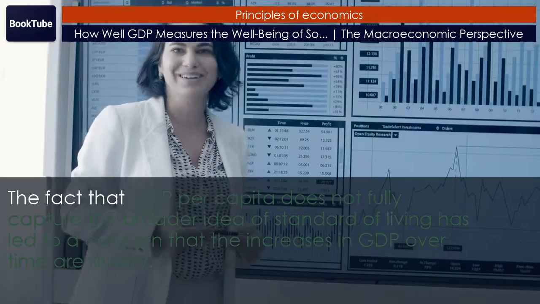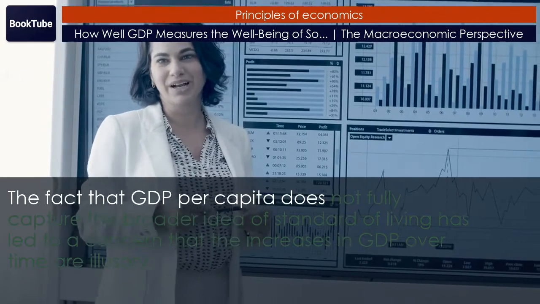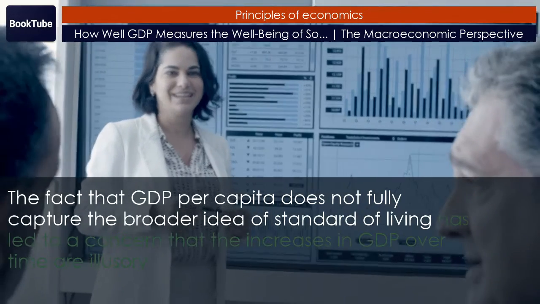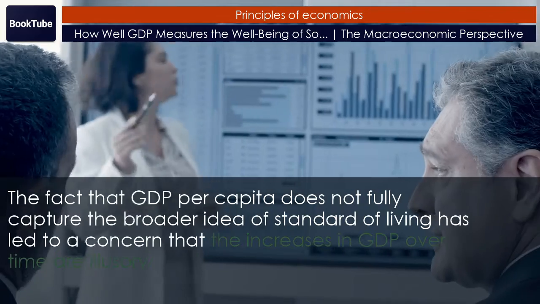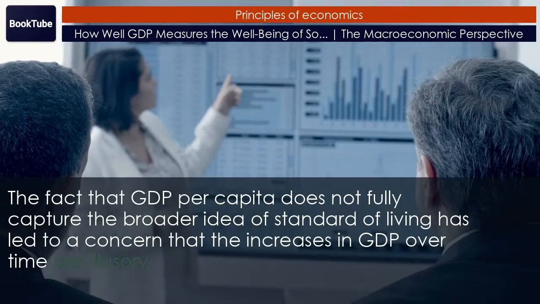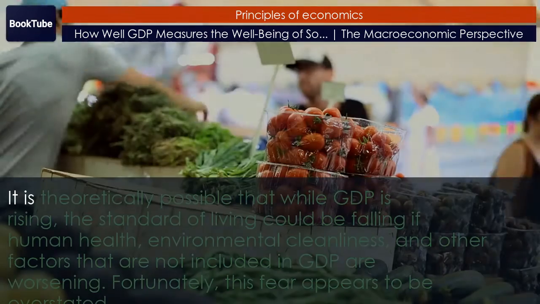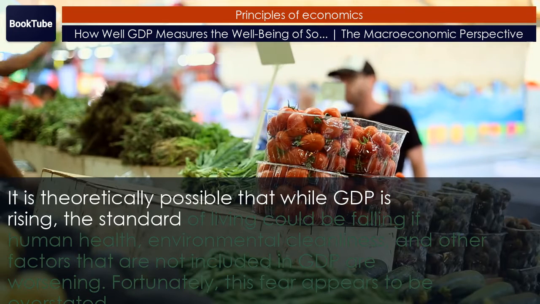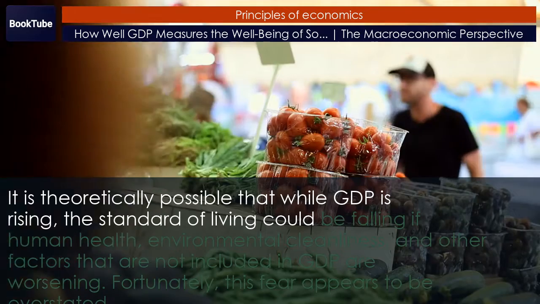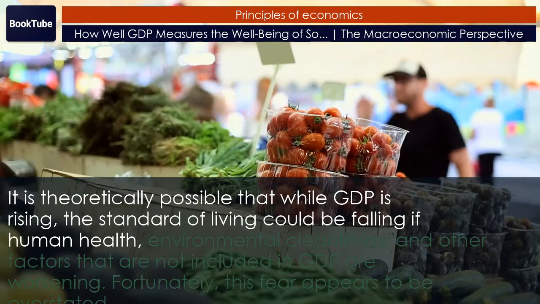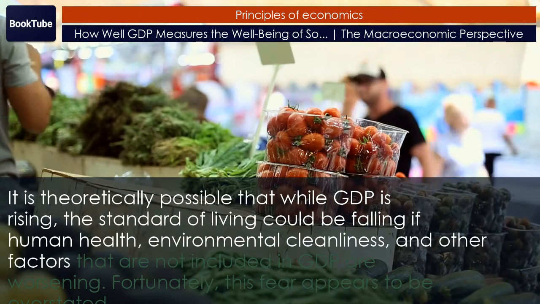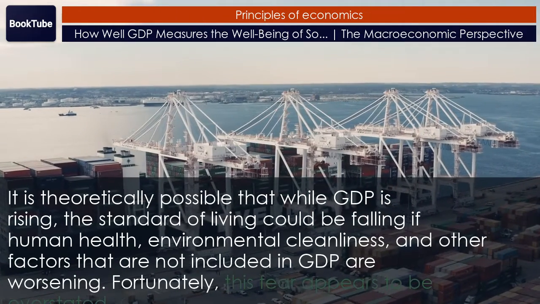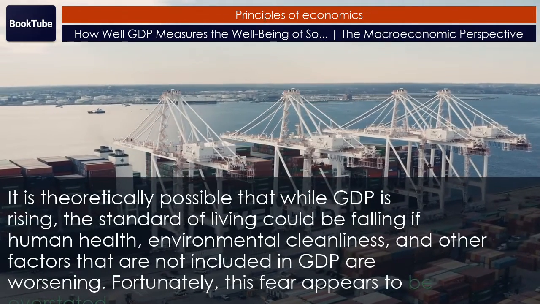The fact that GDP per capita does not fully capture the broader idea of standard of living has led to a concern that the increases in GDP over time are illusory. It is theoretically possible that while GDP is rising, the standard of living could be falling if human health, environmental cleanliness, and other factors that are not included in GDP are worsening. Fortunately, this fear appears to be overstated.